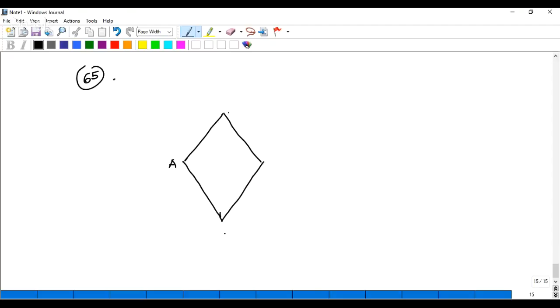So given ABCD is a rhombus. A line through C cuts AD produced at P and AB produced at Q.